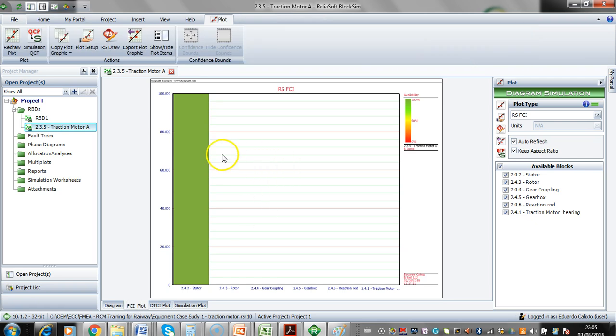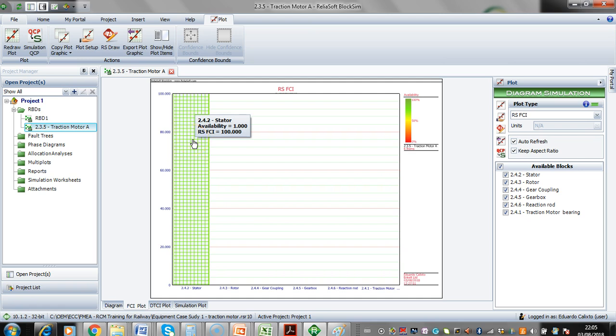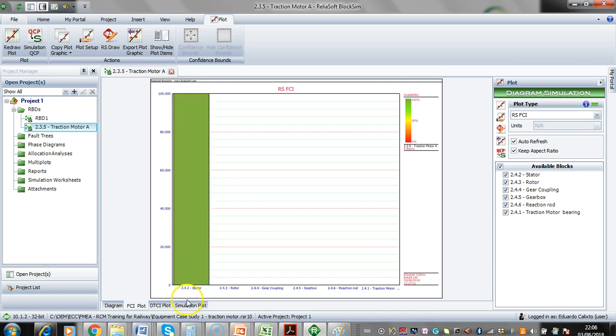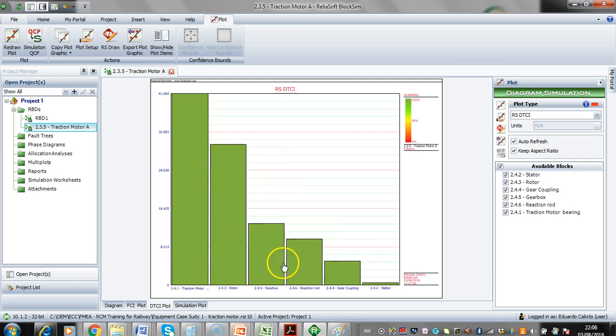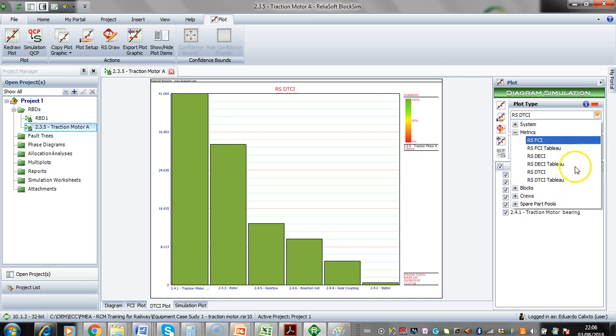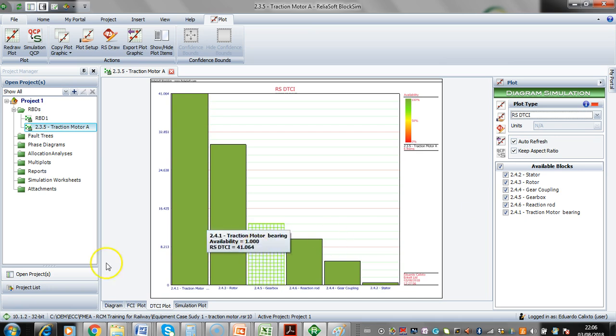Here we have the plots. That's the failure criticality index. We also demonstrated that during the presentation, and that's one of the graphs. The other one is the downtime critical index, which shows the traction motor is 41%. We can click here and automatically see how much percent each one impacts. And of course, if I want to have another type of index, I just click here, and that will automatically provide such index.